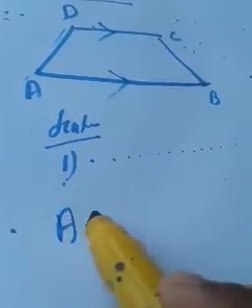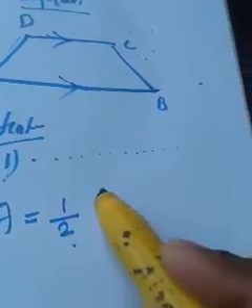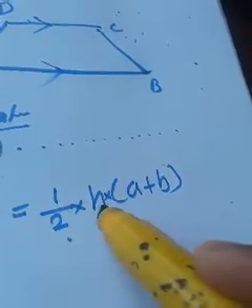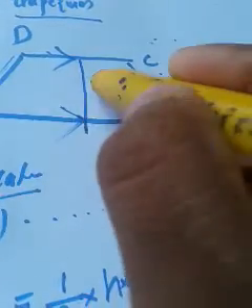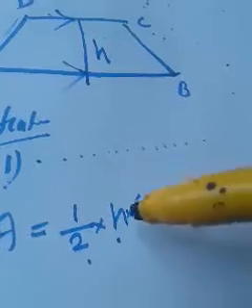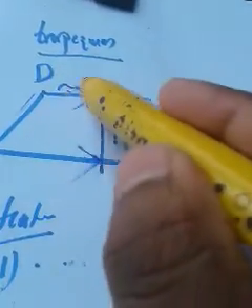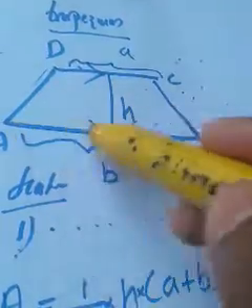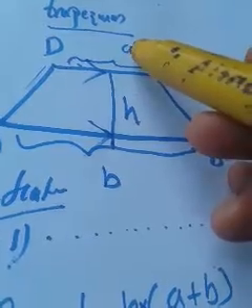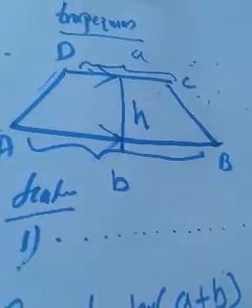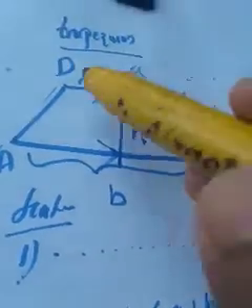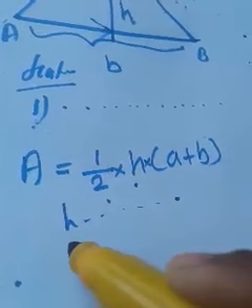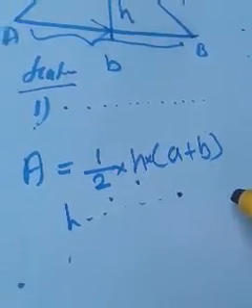And the trapezium area formula is very simple: half into h into a plus b. What is this h? This is h, the height, just like in a parallelogram. What are a and b? A and b are the lengths of the parallel sides. Whichever sides are parallel, their lengths are known as a and b. The other lengths, we don't care about. So h is nothing but the height and a and b are the lengths of the parallel lines. You can write: h is the height of the trapezium and a and b are the lengths of the parallel sides. This is the formula.